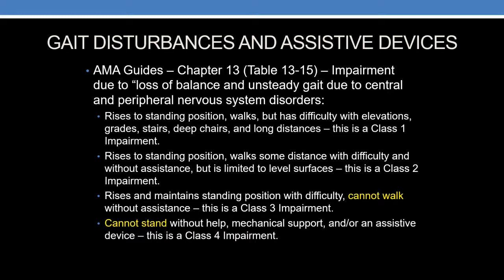So what would this person look like? This is a person who pretty much needs bilateral crutches, bilateral canes, or simply cannot stand up without the help of another person present. And this is the highest level of impairment.